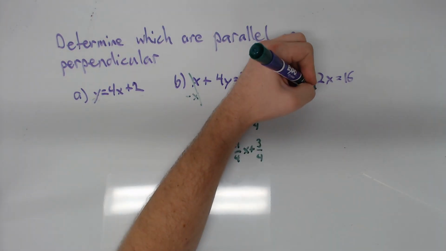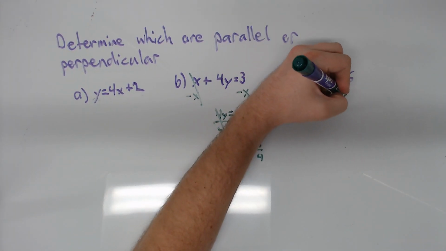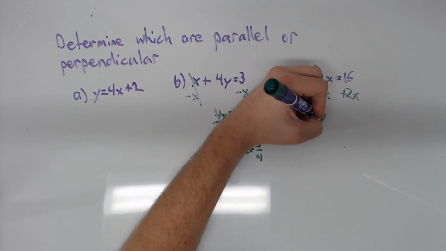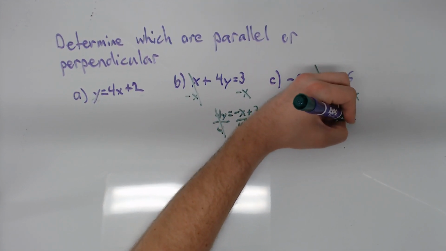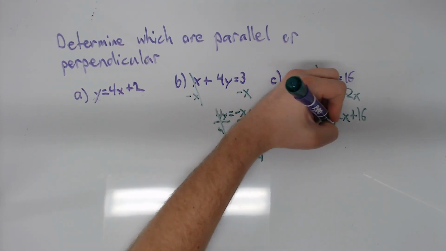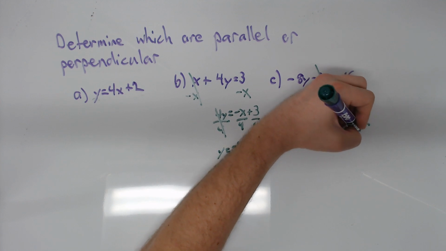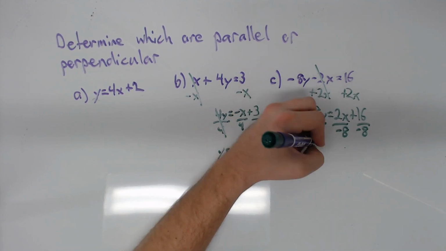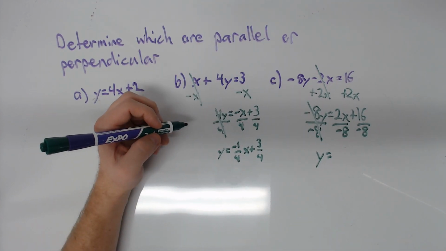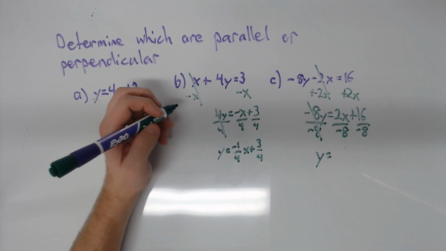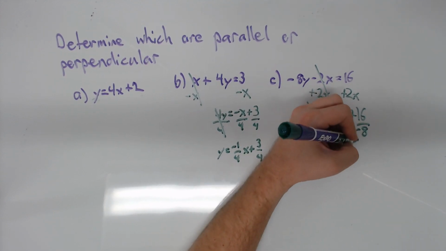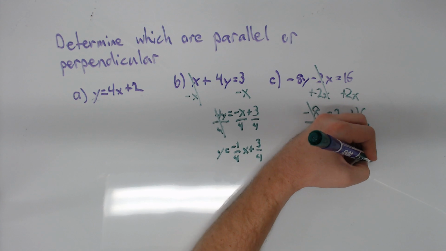And letter C. Add 2x on both sides. Negative 8y equals 2x plus 16. Divide by negative 8. Y equals 2 over negative 8. I can simplify that to 1 over negative 4. So it's negative 1/4 x. 16 divided by negative 8 is negative 2, so minus 2.